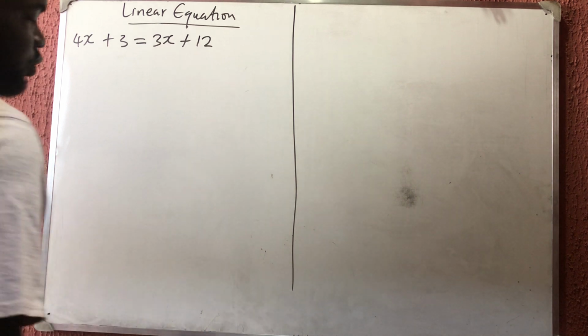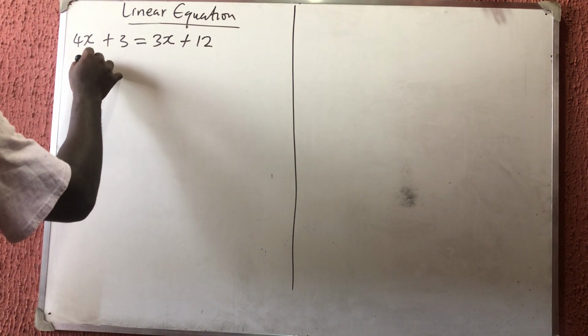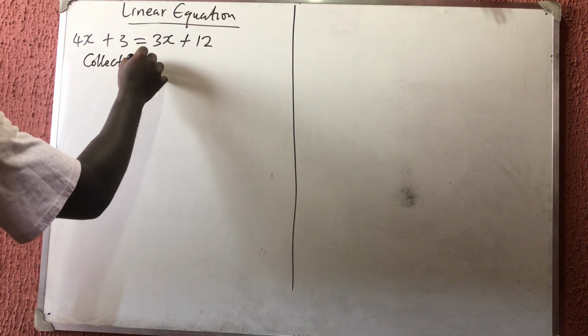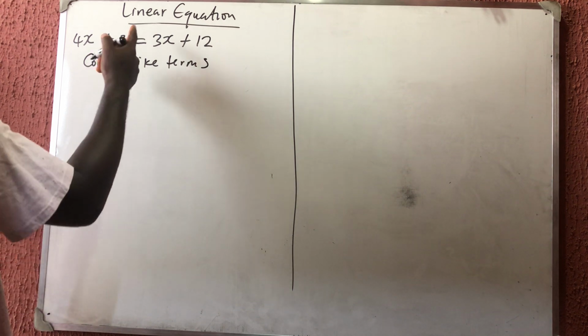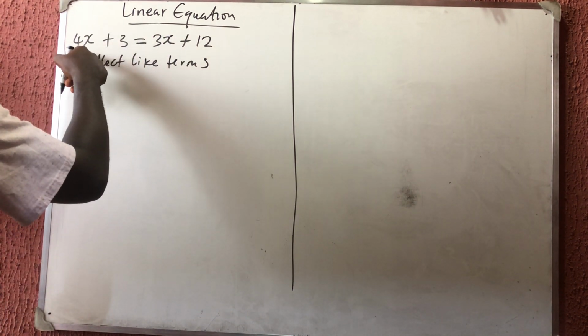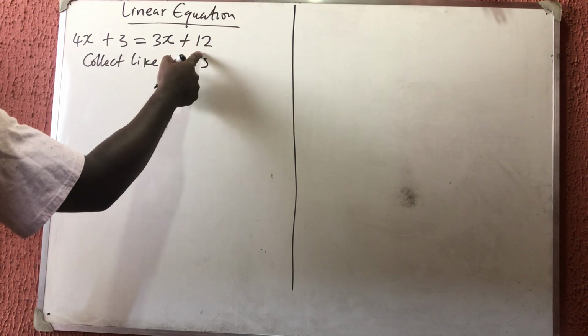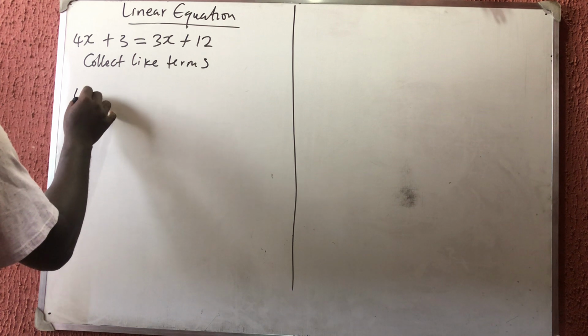And you can solve it in two ways. The first way you can solve it is just by collecting like terms. Collect like terms means this one has x, this one has x. This one can move to this side, right? This one does not have x, this one does not have x. This one can move to this side. So I have 4x that is already this side.